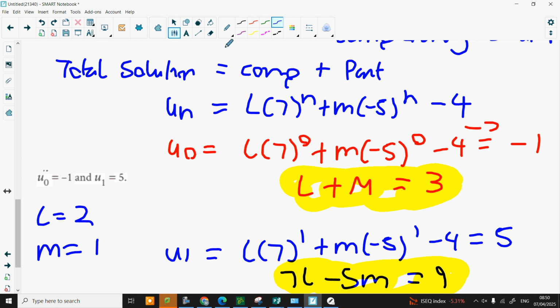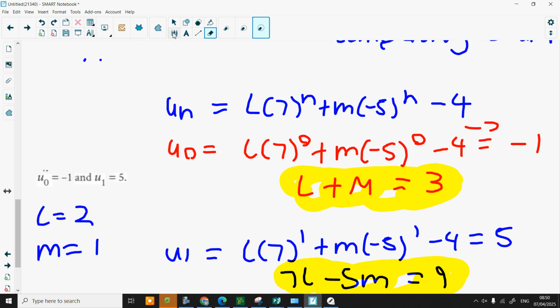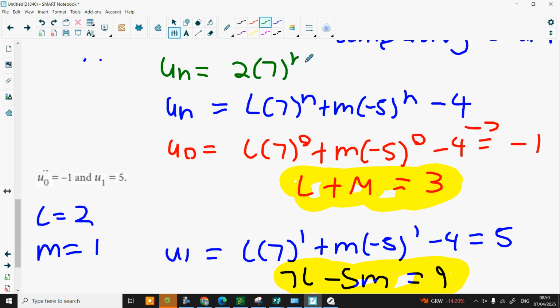Is that all right? What do you think that does to our total solution? Which I'll now write in green. What do you think I replace L with? 2, replace M with 1. And then just slot your minus 4 in behind and you're done. Okay.